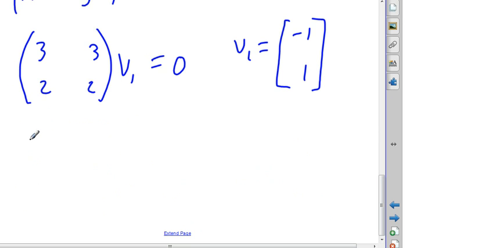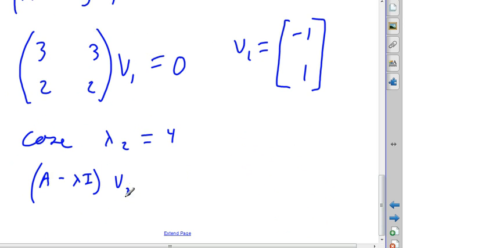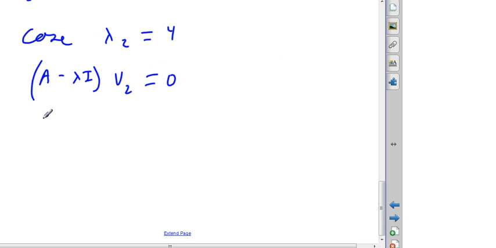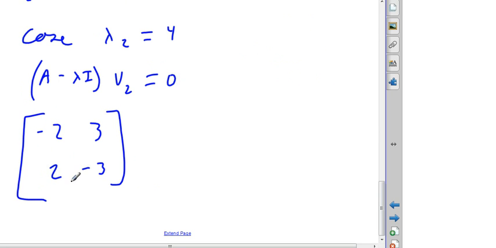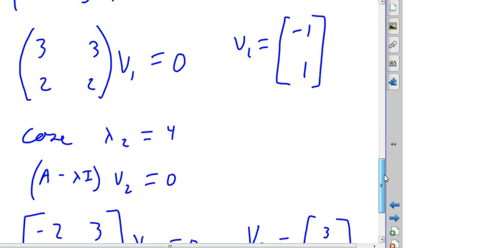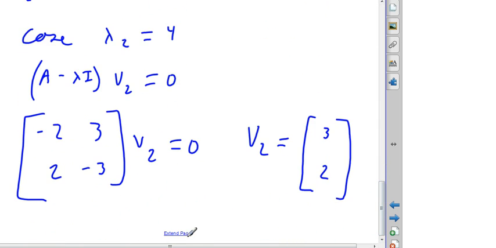And then I'm going to find case 2. Lambda 2 is equal to 4, and I want A minus lambda I times v2 to be 0. So I will have minus 2, 3, 2, minus 3 times v2 is 0, and by inspection I end up saying that v2 is equal to 3, 2. I look at v1 and v2 to make sure they're linearly independent of each other, and they are, so that's the case.